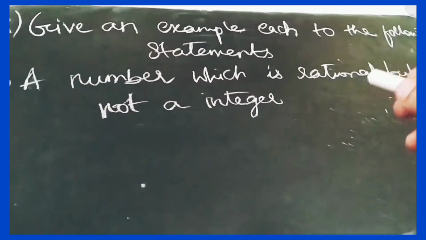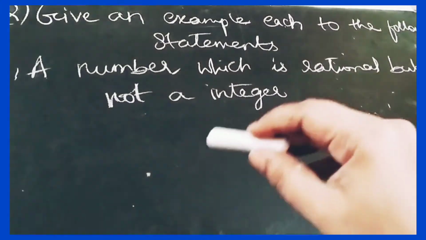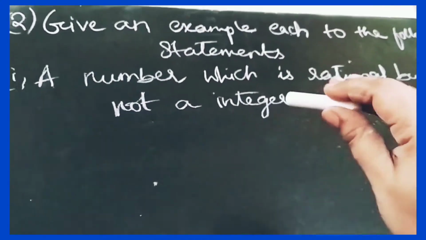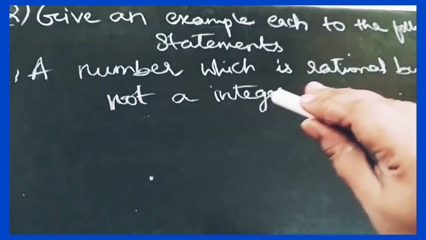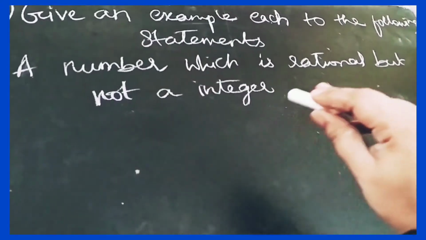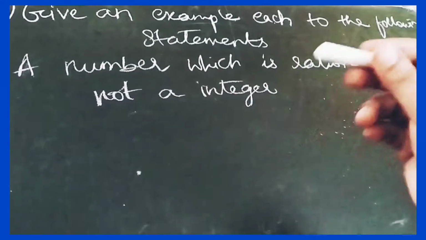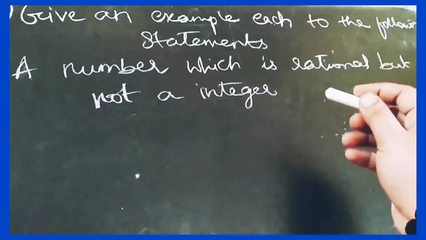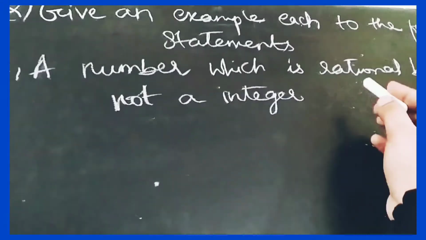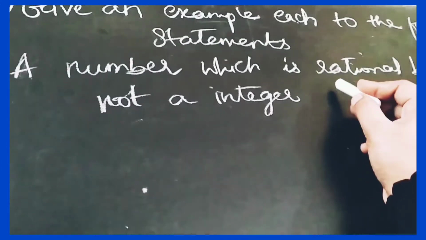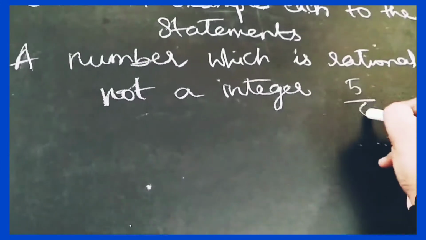Second one is: give an example each to the following statements. Some statements are given, you have to write examples of it. First one is a number which is rational but not an integer. Now a number which is rational but not an integer means it is a decimal number. Okay, so we can write 5 by 6. Example is 5 by 6.